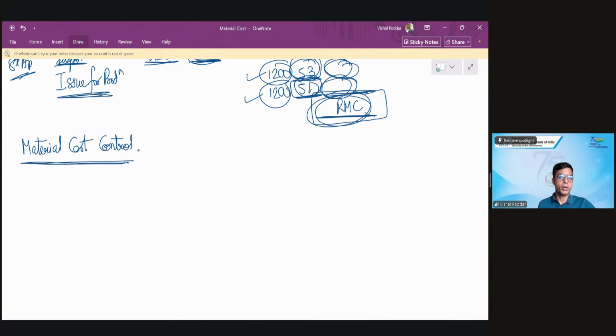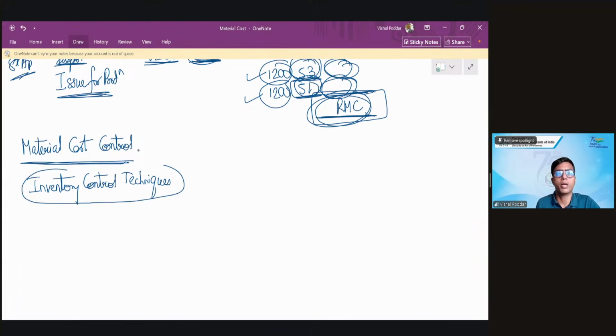Now see, when we talk about material cost control, basically what is material cost control? It simply means ensuring that the cost that you are spending on material will never rise beyond a particular level. And to ensure that your material costs do not rise beyond a particular level, we have a concept called inventory control techniques. So now what we are going to study, the practical part, is inventory control techniques.